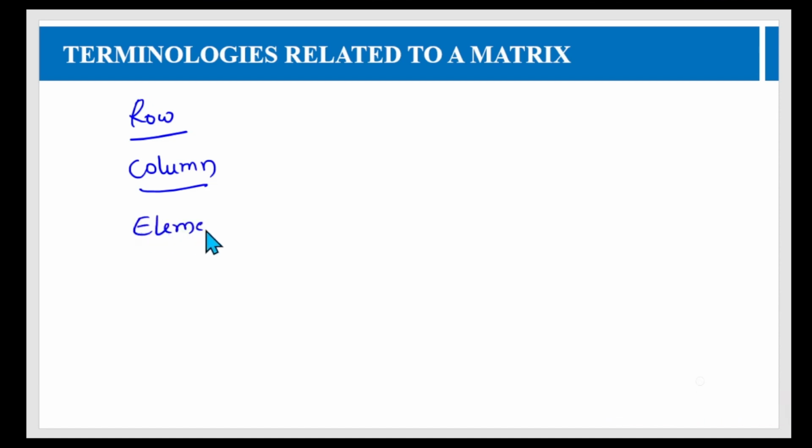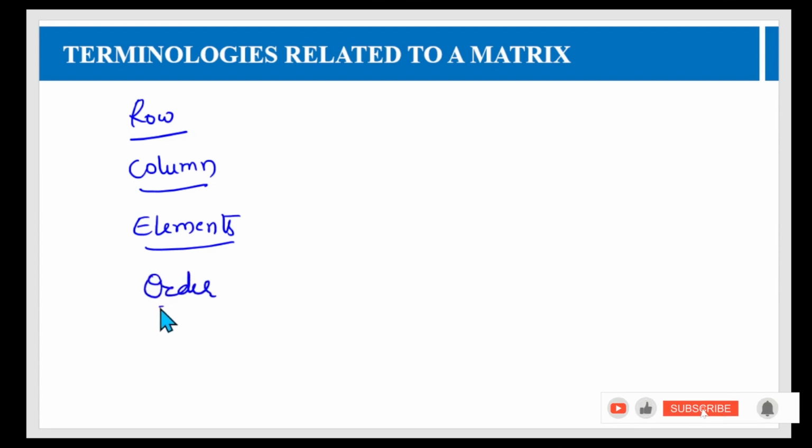You have to understand what the new terminologies related to matrix are. First term, you have to understand what is the row of a matrix. Next terms, new words, are column of a matrix, elements of matrix, next order of matrix. These are the four basic terminologies related to matrix. You have to understand the meaning of row, column, element and order. These are the four basic terms used in matrix.